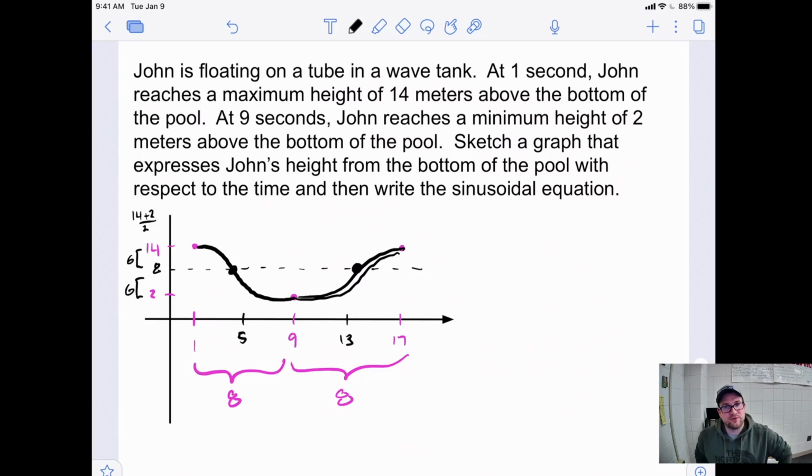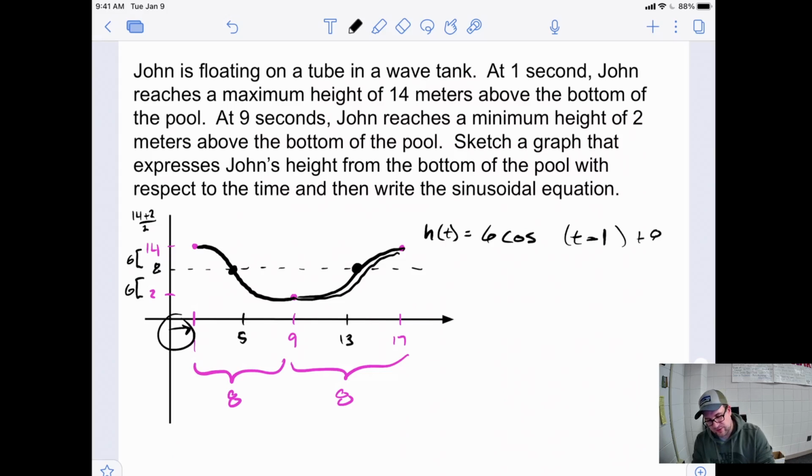Now we want to write a function for this one. Since we're not starting at our midline, this is going to be a cosine function. Our amplitude is 6, so we're going to put that out in front. Again, we are modeling the height of John with respect to time, so we're going to say h of t. 6 is positive here because we're starting above the midline. If we start below the midline, it'd be negative. Again, we're going to leave our b value off. Now, this one we do see that we have a phase shift, right? Our graph has been shifted 1 unit to the right. So since we've been shifted 1 unit to the right, we're going to say t, remember we do this opposite, minus 1. That's what would shift us right there. Our midline here is 8, so we're going to say plus 8.